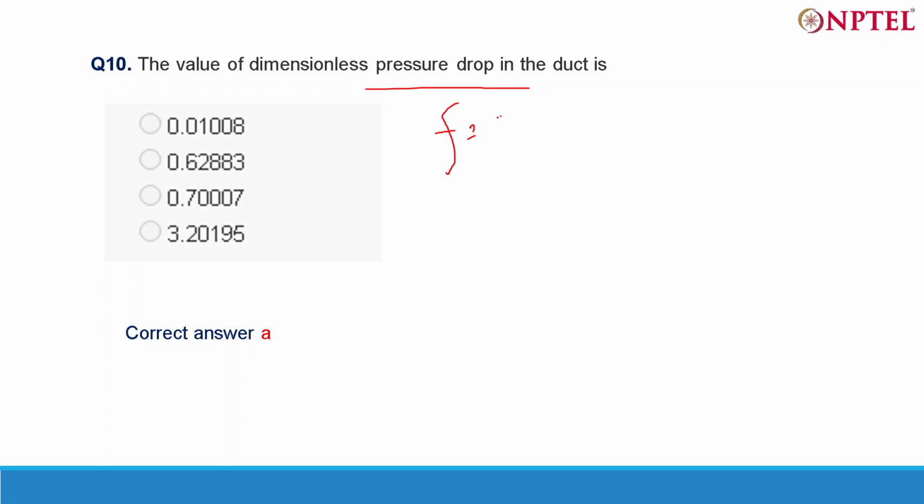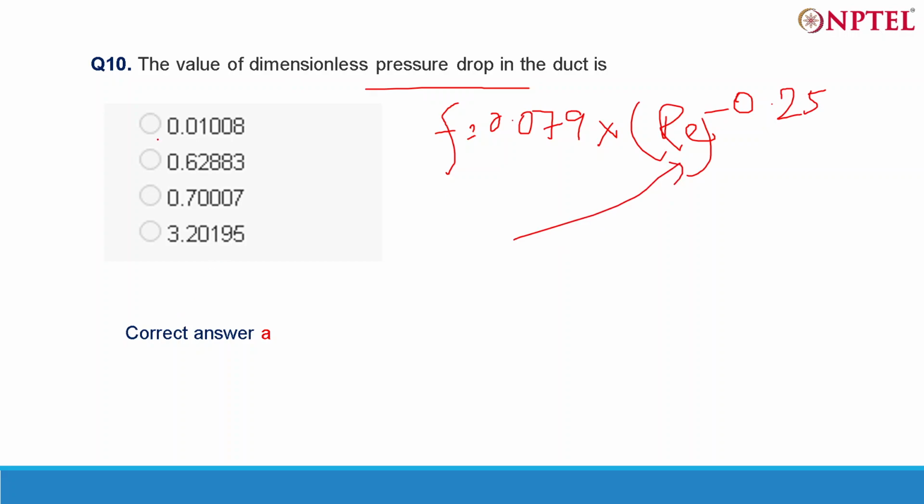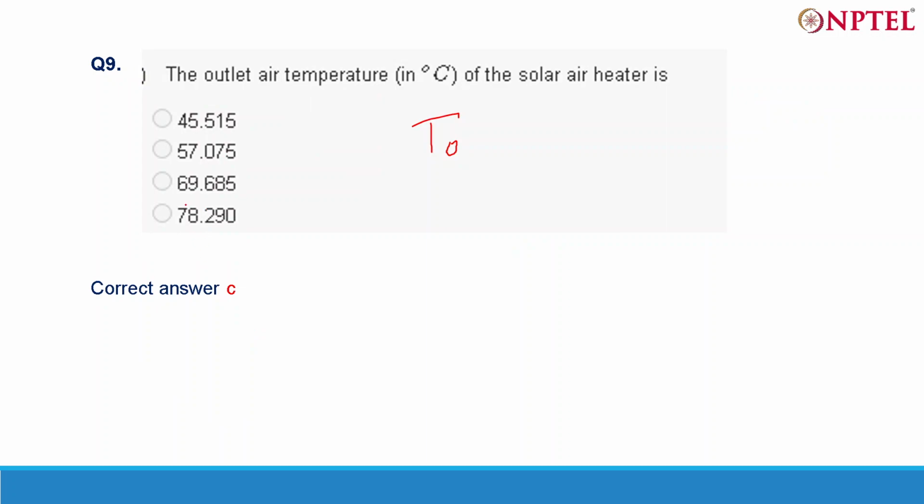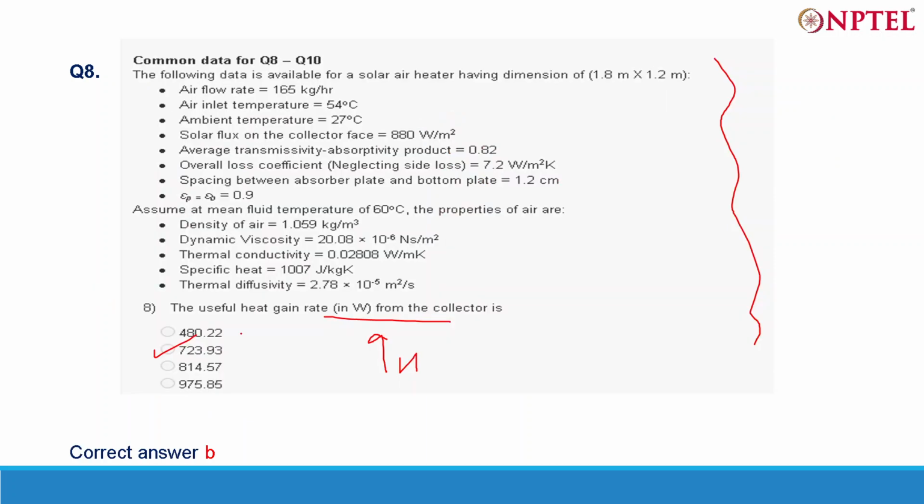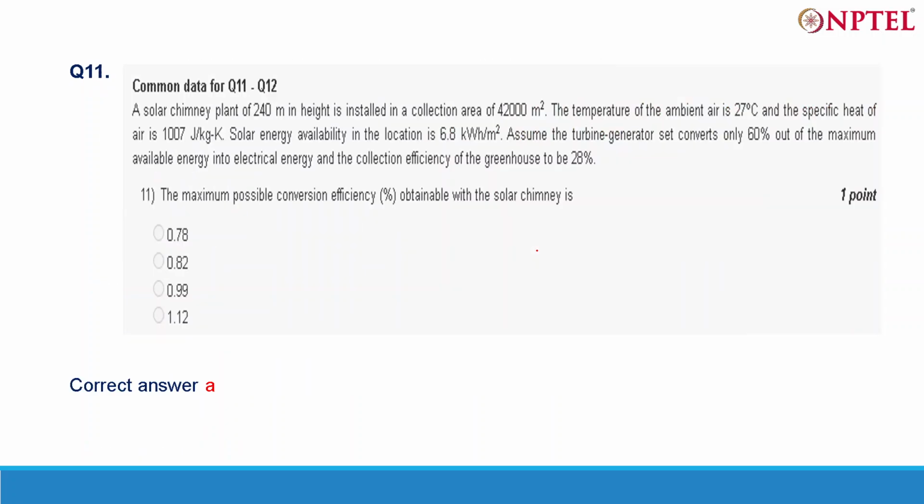So say 0.079 into Reynolds number to the power minus 0.25. So if you have calculated the Reynolds number, put it here, you will get the value, that is this one. Okay, or then this will be 69.685, equal to this. Okay, and then we have this 11.